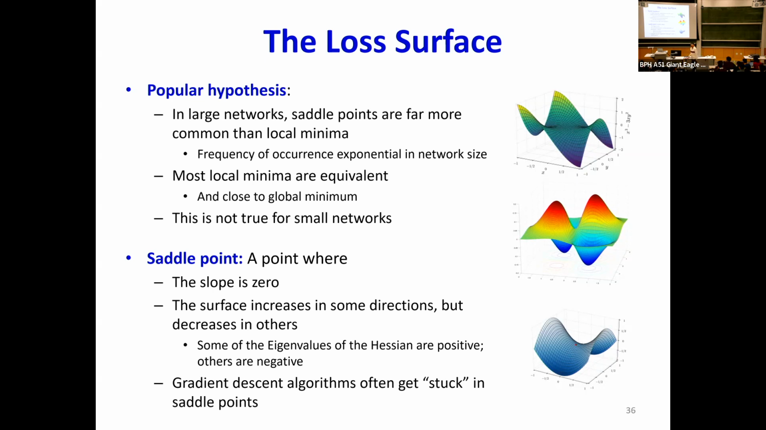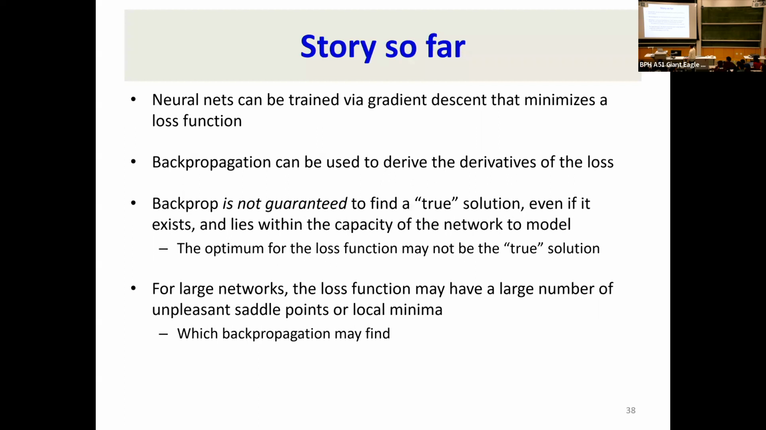And there are various other such hypotheses, that solutions lie along a ridge. You can just fall into the ridge and so on. Now, what do these things look like? So before that, here is a quick summary of everything that we've seen. Neural nets can be trained via gradient descent that minimizes a loss function, and backprop can be used to derive the derivatives for the gradient descent.